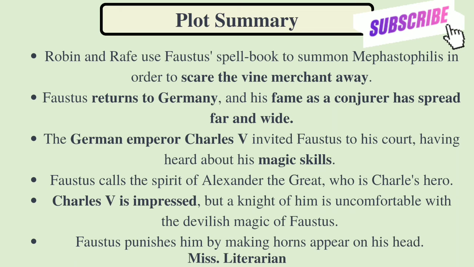At the emperor Charles' court, Faustus calls the spirit of Alexander the Great, who is the hero of Charles. As Faustus makes Alexander appear in front of Charles V, he is impressed, but a knight of Charles V is uncomfortable with the devilish magic and is skeptical of Faustus. On knowing the knight's hatred, Faustus repays the knight's rudeness by making two horns appear on his head.